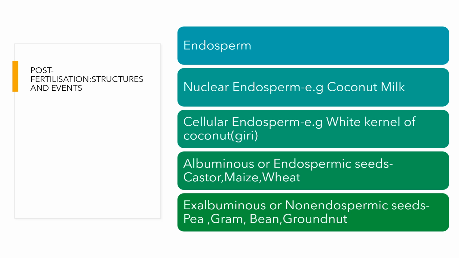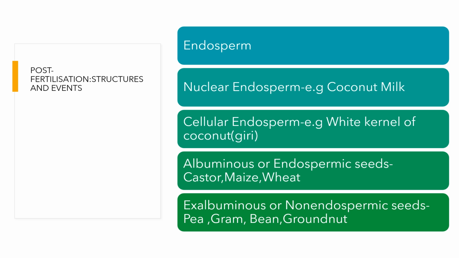Depending upon the mode of formation of endosperm, angiospermic endosperm is divided into three types. We'll study about two types in our chapter. First is nuclear endosperm. In nuclear endosperm, the primary endosperm nucleus divides repeatedly without cytokinesis, meaning without wall formation. A large number of free nuclei are formed.